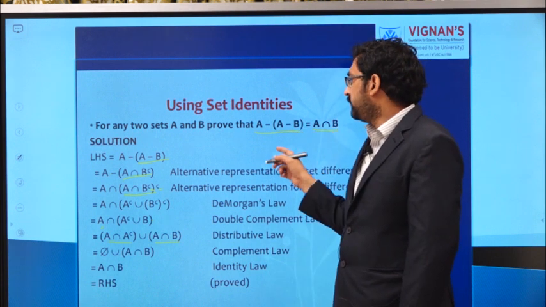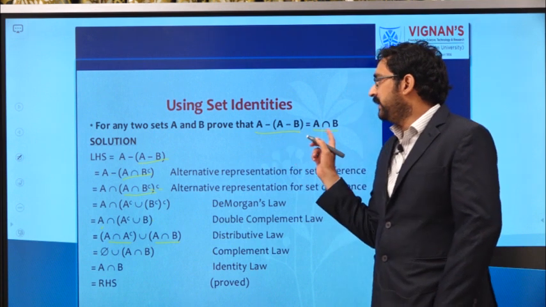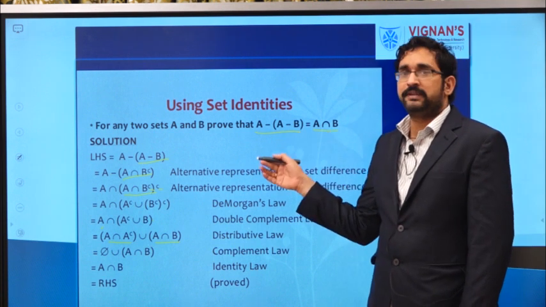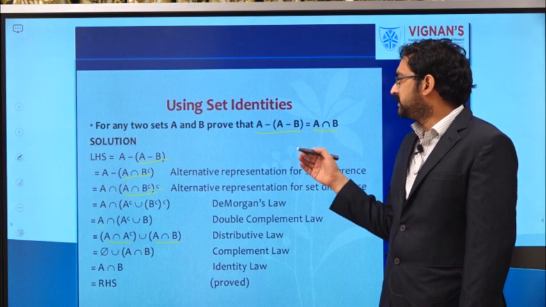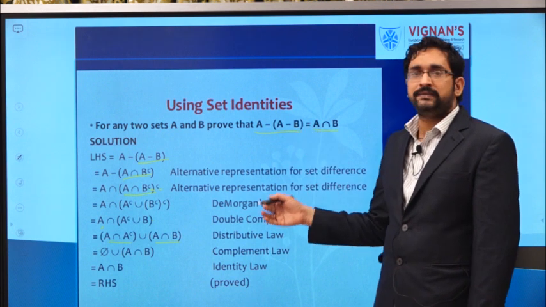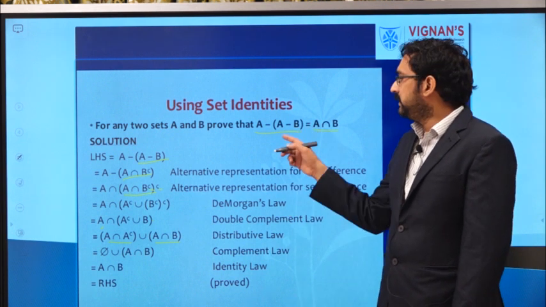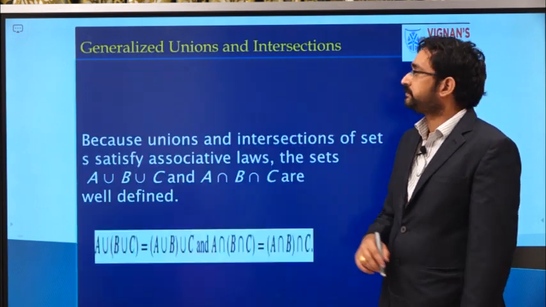So in order to prove that A minus (A minus B) equals A intersection B, first we start with the left hand side, and after applying some set identities, we are able to derive the right hand side. Then we can say that both are equal.